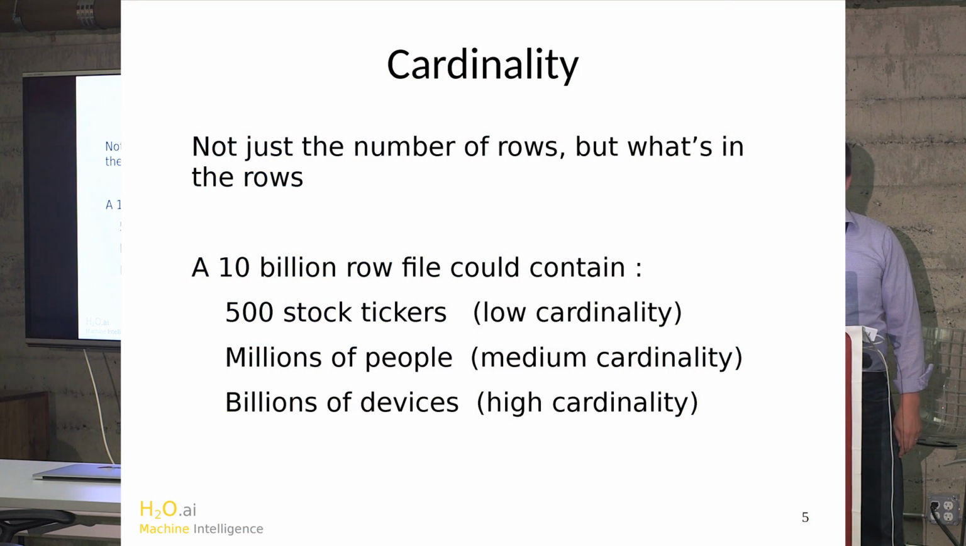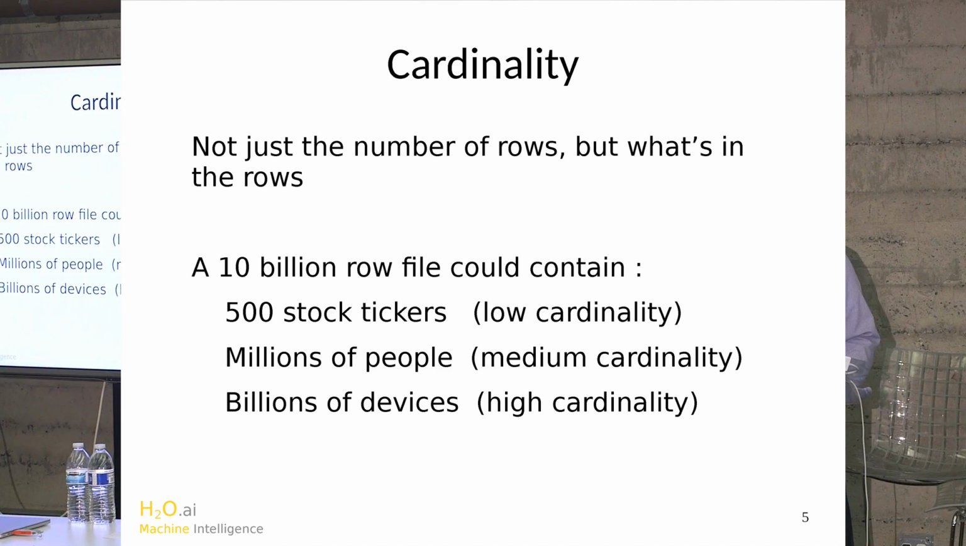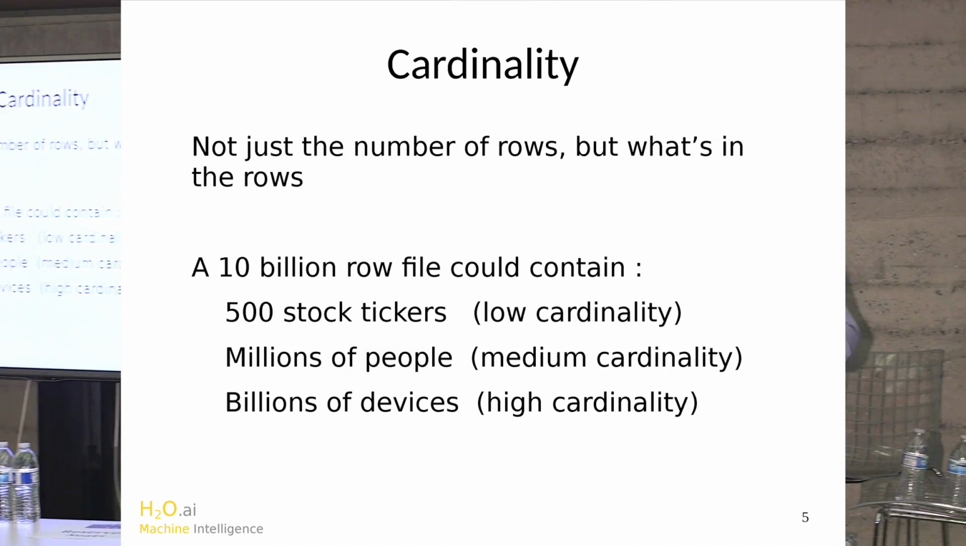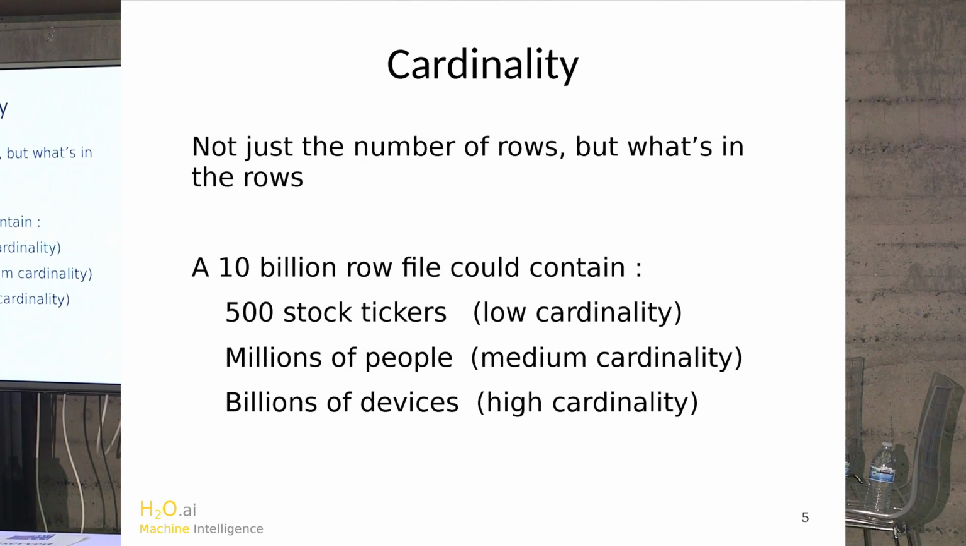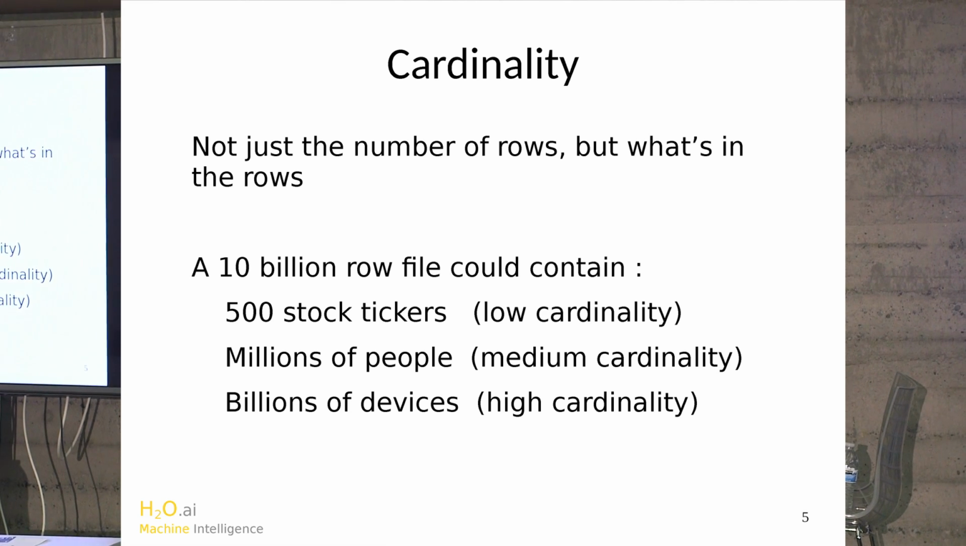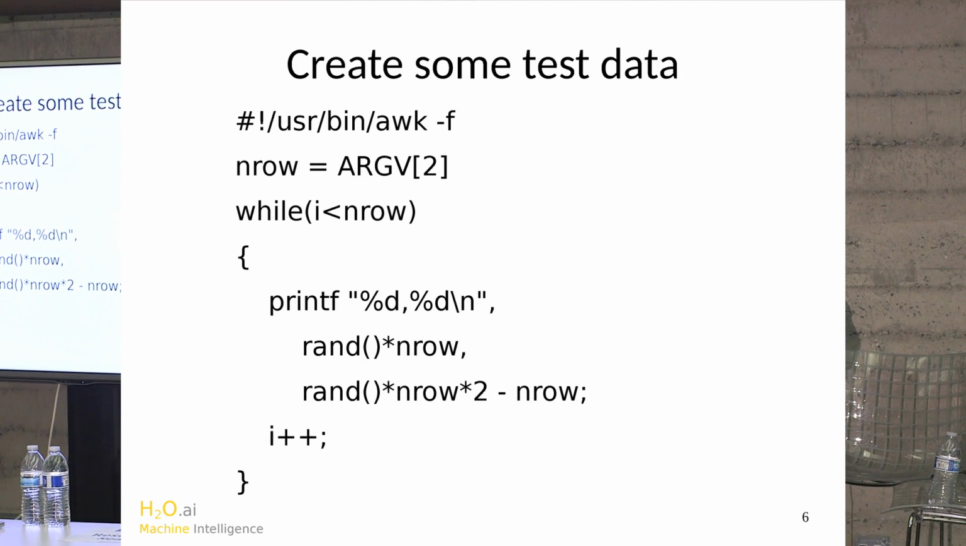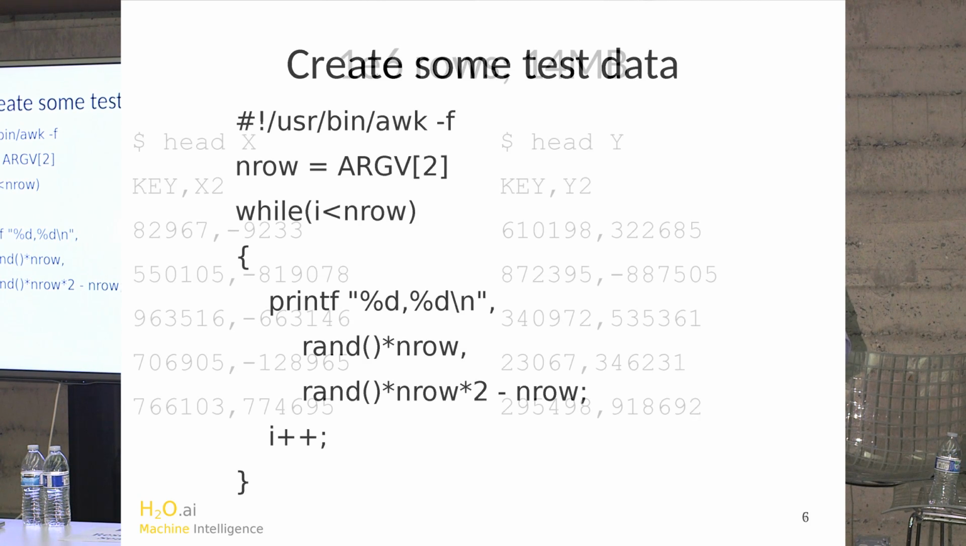Cardinality, of course, it's not just the number of rows that's in the data, but what's in those rows. So I'd say stock tickers, they're low cardinality, 500 is a small number. Millions of people, medium cardinality, and billions of devices, high cardinality. So one of the use cases is you've got several terabytes of new data a day. You need to ingest that, join it to another couple of terabytes, and decide what to keep before the next day starts. That's the awk script I described, which was fine up to 1 billion rows, but doesn't work for 10 billion.